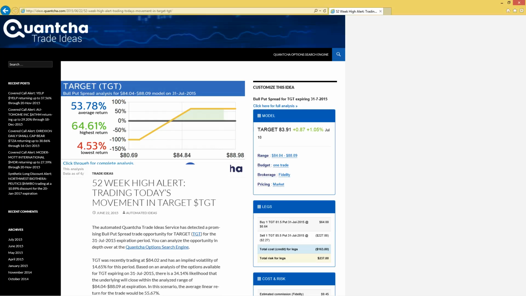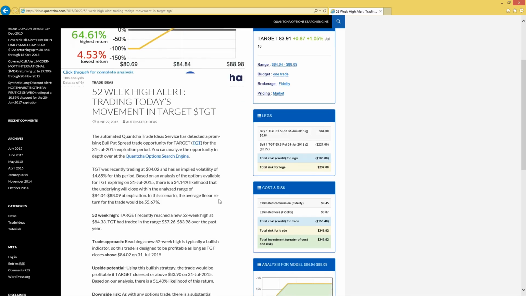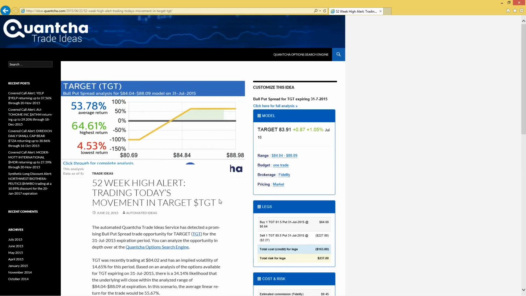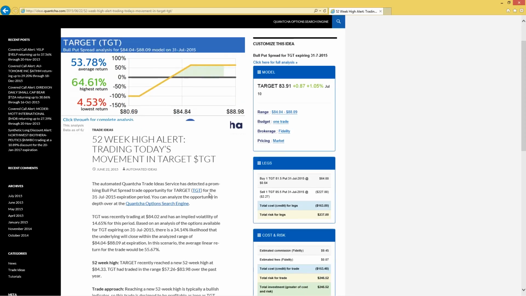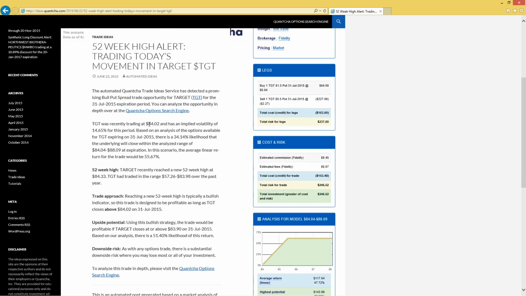Now, in addition to that, we have on the Quantcha Trade Ideas site a bunch of different things for the 52-week highs and lows. Now, these trade ideas come up throughout the trading day, and this determines when it sees something. In this case, there was a 52-week high for Target. And when it recognized the 52-week high for Target, at the time it was trading at around $84.02. The 52-week high for the day was $84.33, and it had obviously traded below that over the past year.